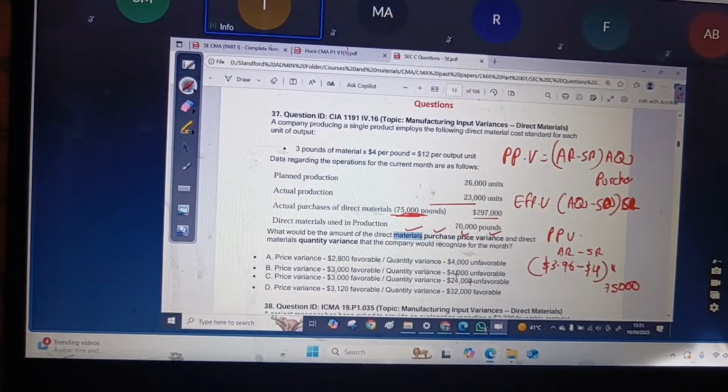Answer, $3,000. Favorable or unfavorable? Favorable. Why? Because actual is less than standard. So this is over. Now quantity variance. Actual quantity.